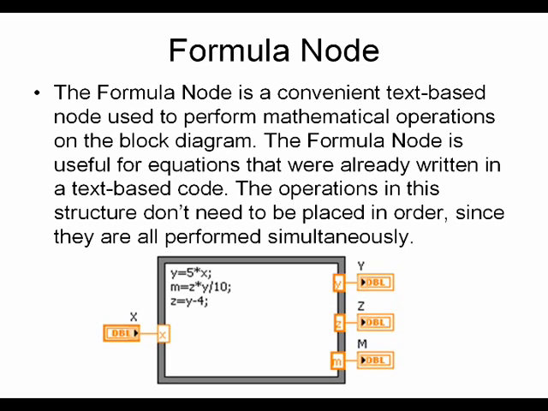In the example below, we have y equals 5x, m equals z times y divided by 10, and z equals y minus 4. Even though z is gotten after the third operation, it can still be used as a variable for the second one since all operations are performed at the same time.